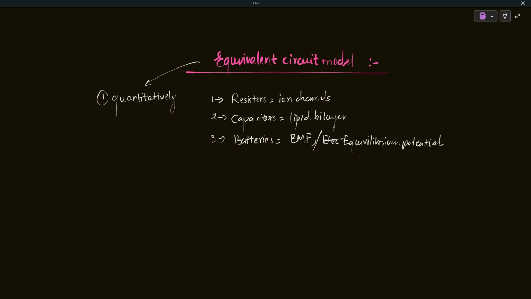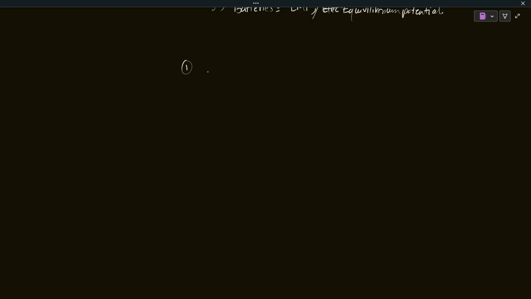Okay, so the membrane has different properties. Let's discuss capacitance first. In your physics classes, I hope you have learned about capacitance. If you don't know, capacitance is the property of any object to store charge. The plasma membrane of a neuron has capacitance, which means it can store charge.